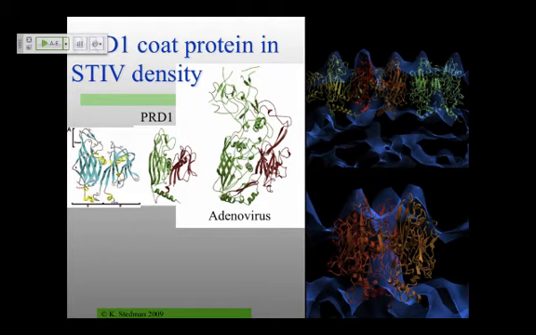And what's really amazing is they fit perfectly, which is really bizarre because the sequence of these things is not similar at all. So how can these things be related to each other? Well, the structures are basically identical. So how could this actually be happening?